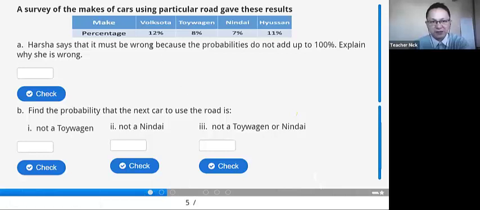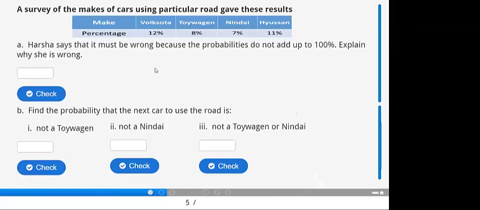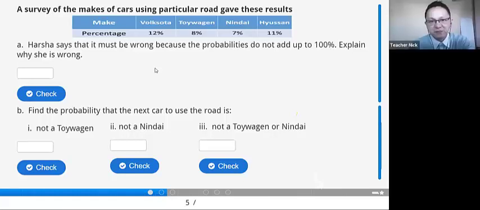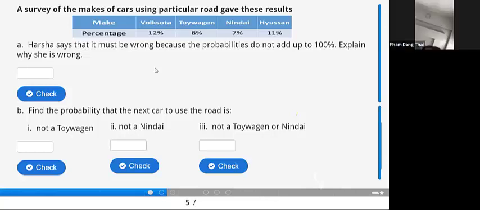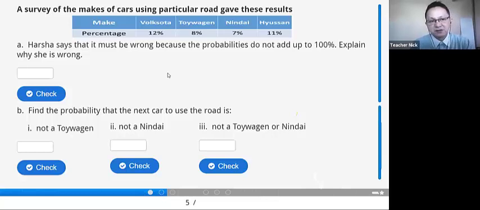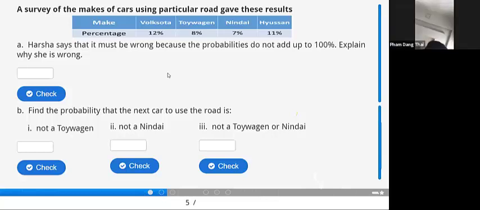Kwan, a survey of the makes of cars using a particular road gave this result. Vauxhall is 12%. Toyota is 8%. Hyundai is 7%. Nissan is 11%. Question letter A, number 1. Harsha says it must be wrong because the probabilities do not add up to 100%. Can you explain why she's wrong?